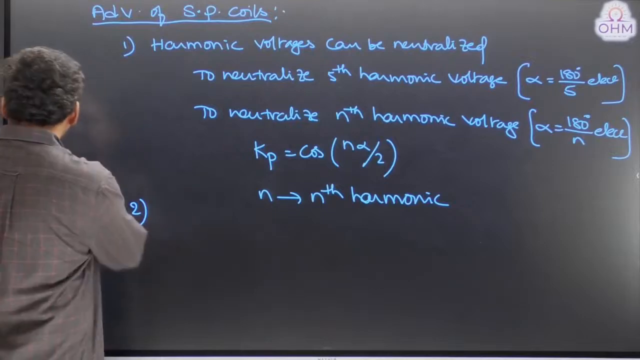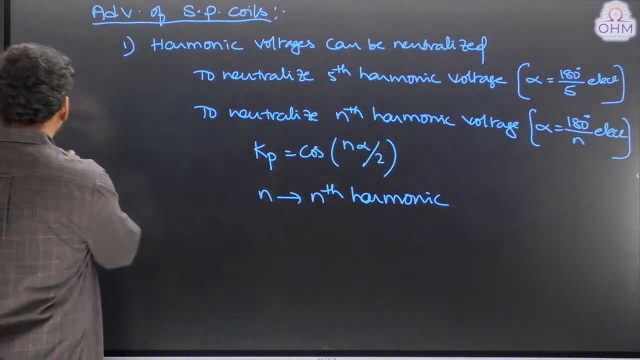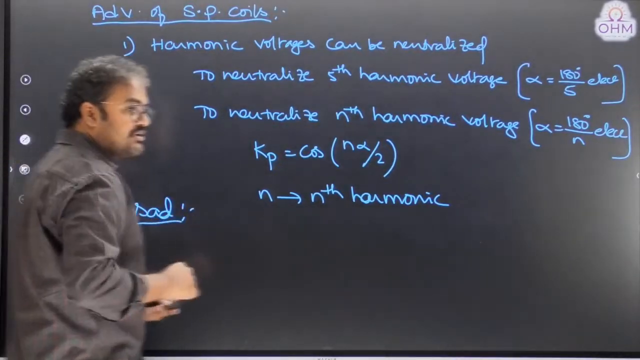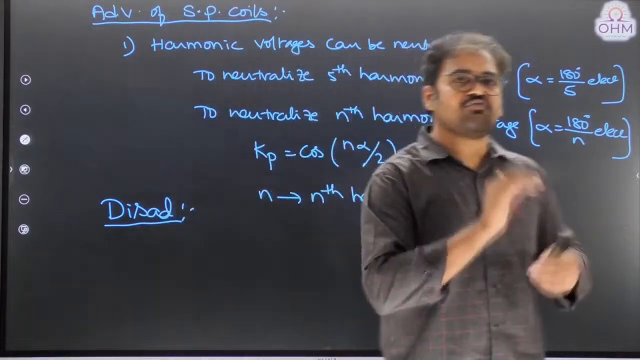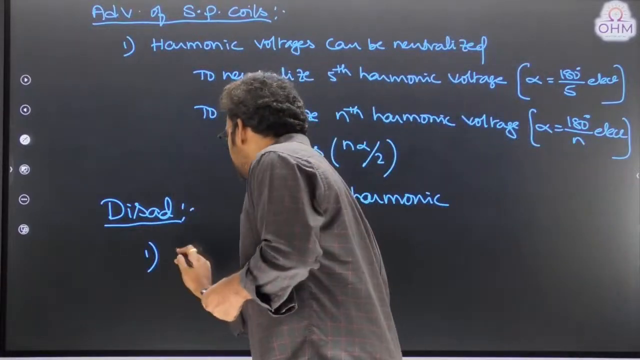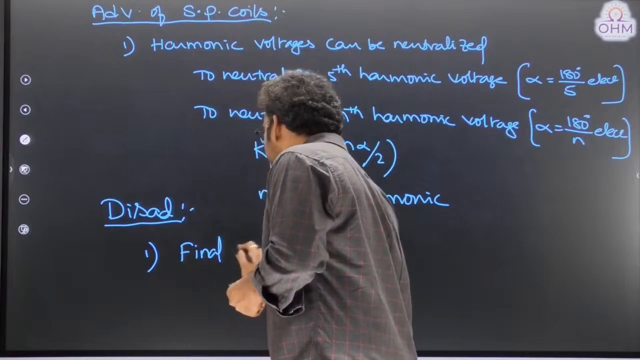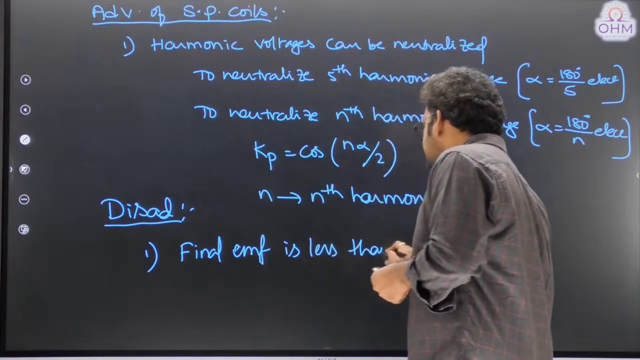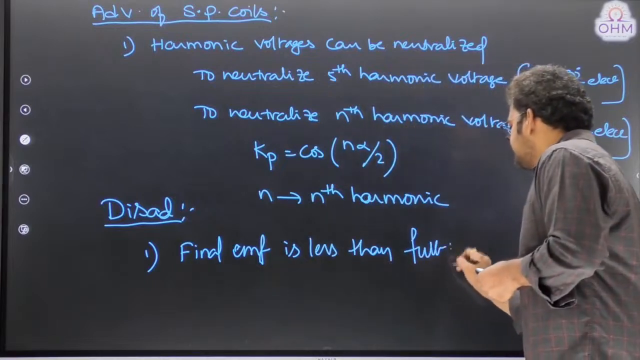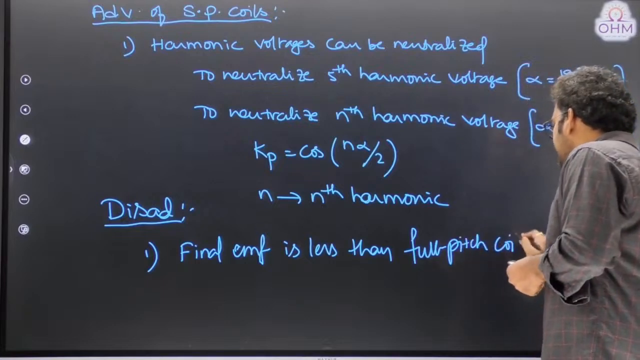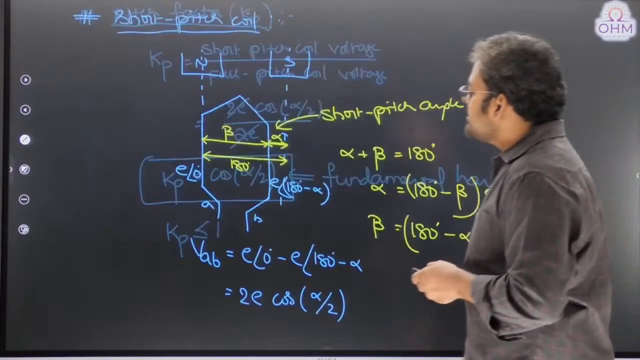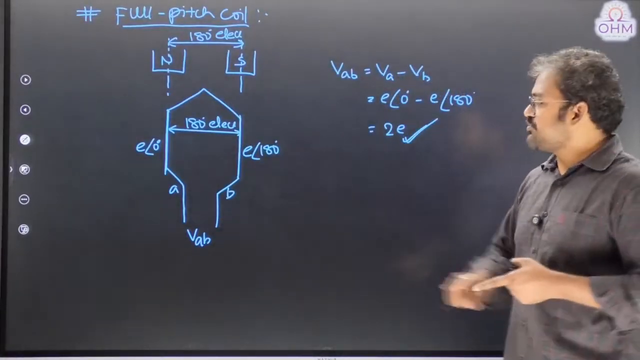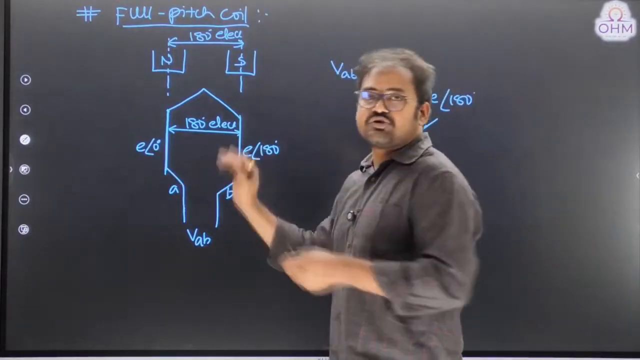What is the disadvantage of short pitch coils? The disadvantage is that the resultant voltage is less than in a full pitch coil. The final voltage or final EMF is less than in a full pitch coil. In a full pitch coil, what is the resultant voltage? That is 2E, the algebraic summation. Suppose this is a 10, this is a 10, 10 plus 10 is equal to 20.